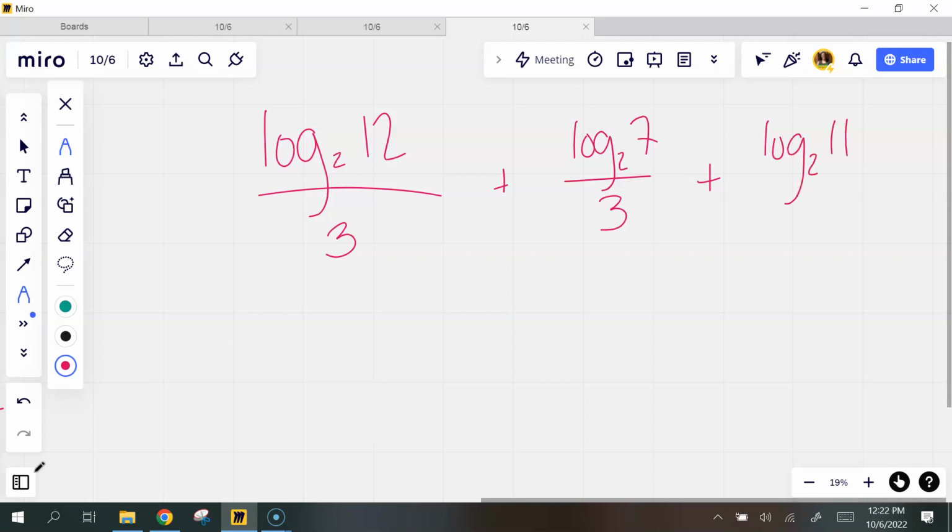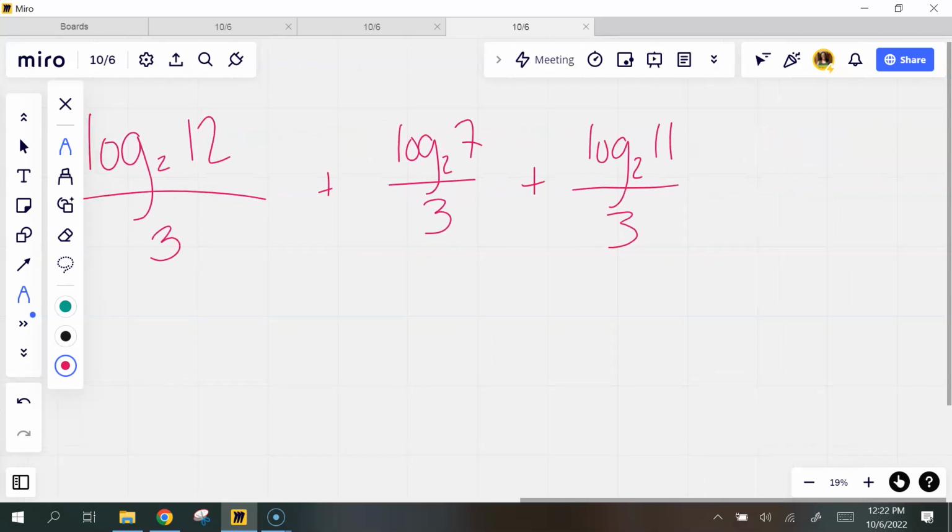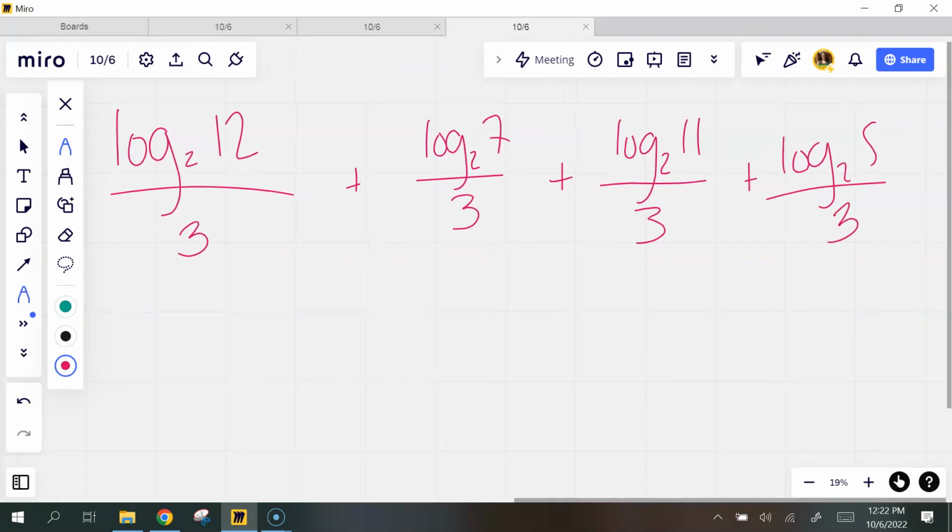Log base 2 of 11. So dividing by 3 is the same thing as multiplying by a third. So really all of these have a number in front of 1/3, right? This is 1/3 log base 2 12 plus 1/3 log base 2 7. This is not even a log thing. This is just an algebra thing.